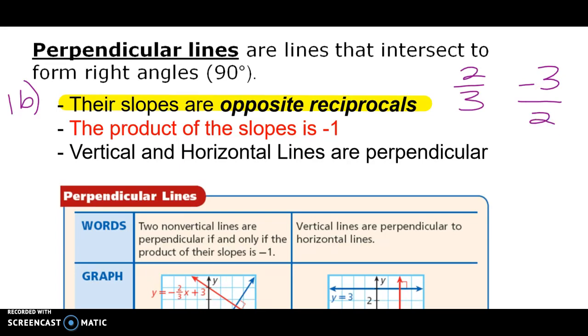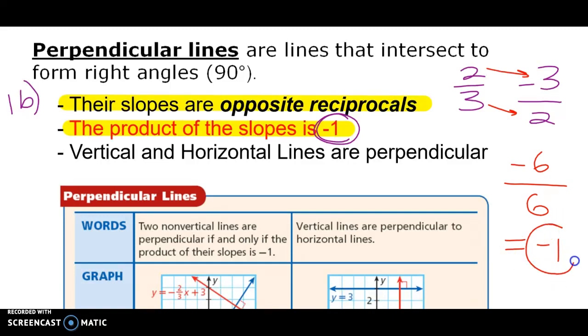Those would be opposite reciprocal slopes. So hopefully on the little Desmos you saw that is how you create a perpendicular line. Now, the second line here says, if you take the product, what does product mean? Multiply. If you take the product of these two numbers, you should get -1. So let's try it. What is 2 times -3? -6 over 3 times 2. That simplifies to -1. So that just tells you that the product of opposite reciprocals should always be -1.